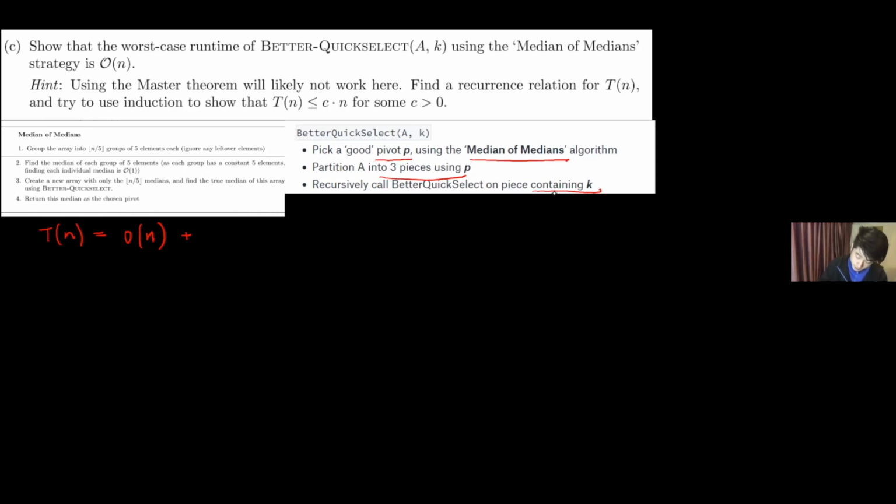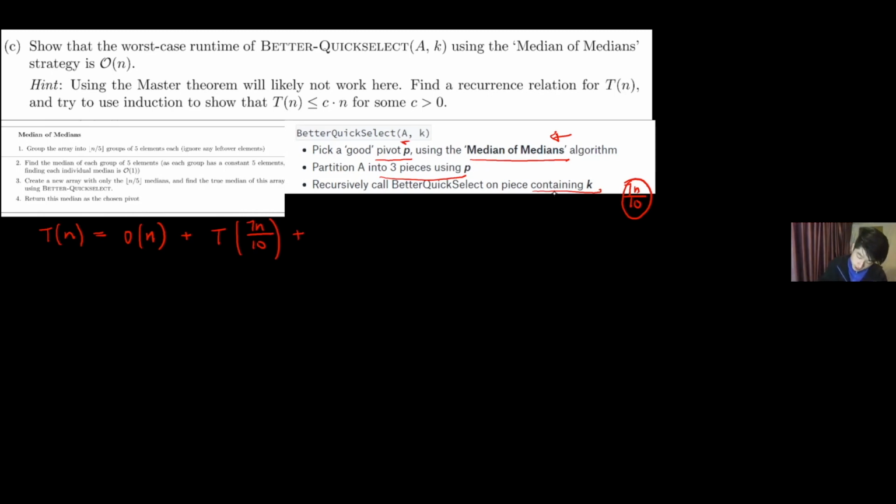First of all, we know that the subproblem generated by the median of medians algorithm has at most 7n over 10 elements, by the thing that we proved in part B. So our subproblem is this size. We call quickselect on an array A that has at most size 7n over 10.